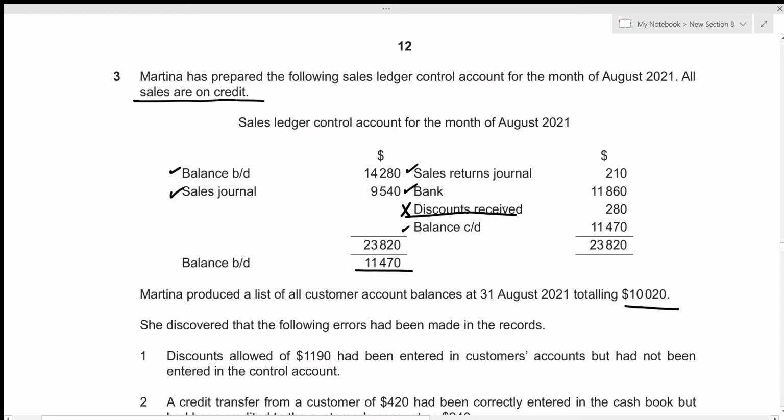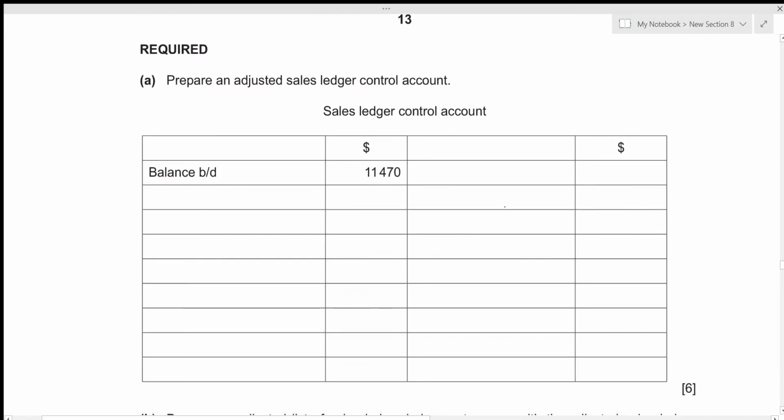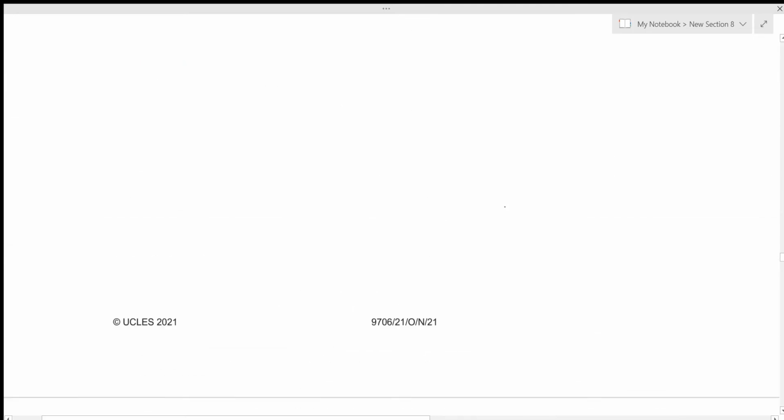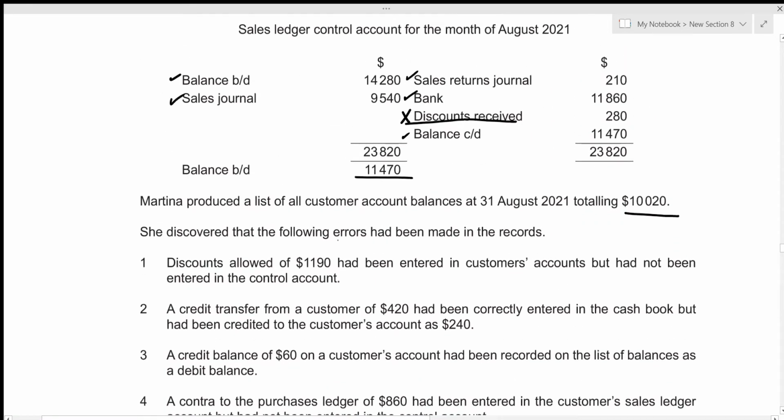First, let's look at the question. For the first part, we need to prepare an adjusted sales ledger control account. So obviously the first error that we need to correct would be that of the discounts received. Now let's have a look at the other errors that Martina discovered. The first one is discounts allowed of 11,090 had been entered in the customer's account but had not been entered into the control account. Since this discount allowed has not been mentioned in the sales ledger control account, we need to correct this error.